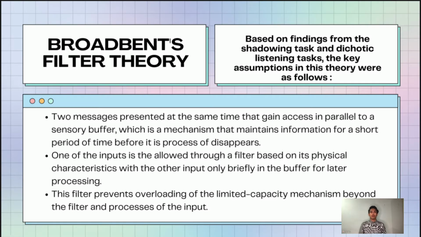This Broadbent filter theory was found based on shadowing tasks and dichotic listening tasks. From these tasks, there are key assumptions in this theory, such as 2 messages presented at the same time gain access in parallel to a sensory buffer, which is a mechanism that maintains the information for a short period of time before it is processed or disappears. One of the inputs is allowed through a filter based on its physical characteristics, while the other input stays only briefly in the buffer for later processing. This filter prevents overload of the limited capacity mechanism beyond the filter that processes the input.